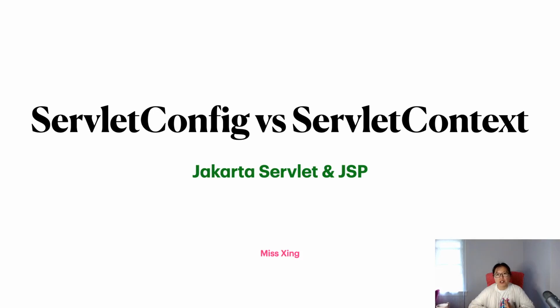ServletConfig is a per-servlet config object, which means you cannot use a servlet config object to retrieve information from servlet B. The information among servlets cannot be shared or retrieved using the servlet config object, because they are independent.